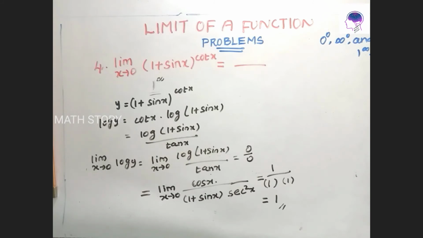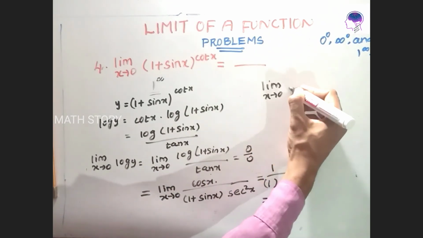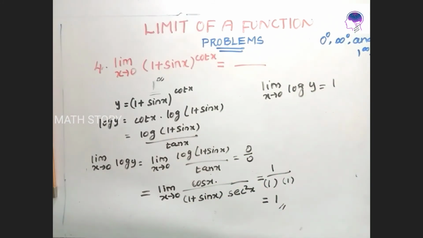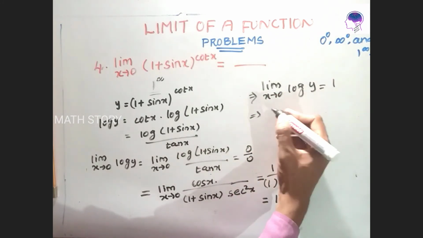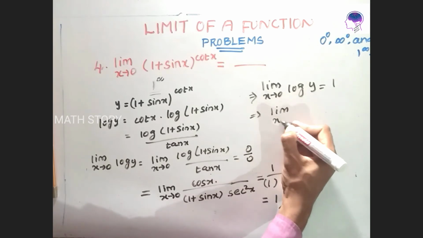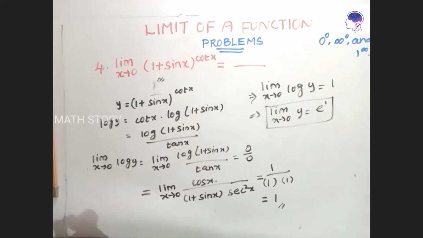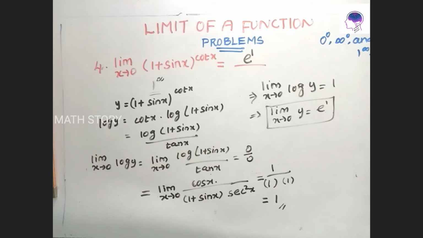This is not the answer, I know that. We are trying to prove: take the limit as x tends to 0 of log y, and remove the logarithm on this term. We take exponential on both sides, and it tends to y equals e power 1. So the final answer is that the limit as x tends to 0 of (1 plus sin x) whole power cot x is equal to e power 1, exponential.